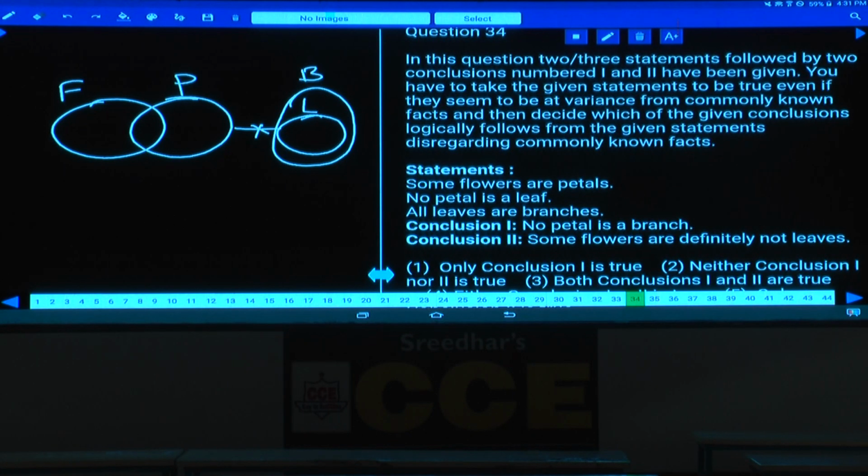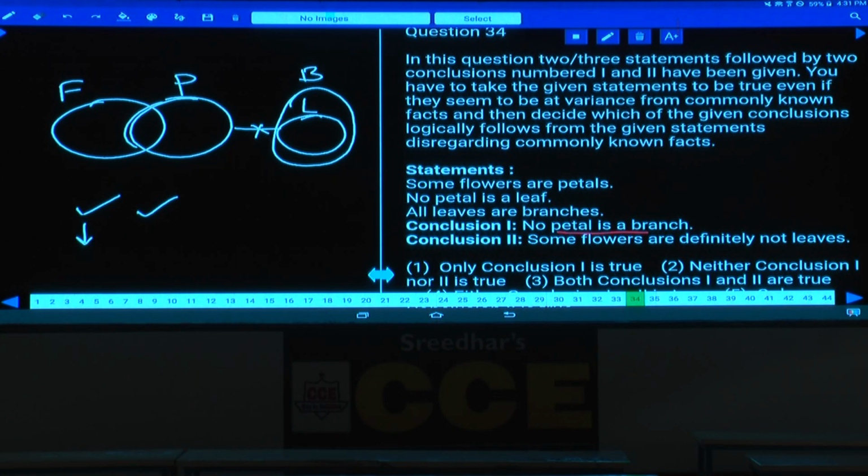All leaves are branches. First one, no petal is a branch. No petal is a branch, definitely true. This is petal and this is branch, and some flowers are not leaves. No flower is a leaf, some flowers are not leaves is also true. Now if you observe here, both the conclusions are what? Both the conclusions are negative conclusions.